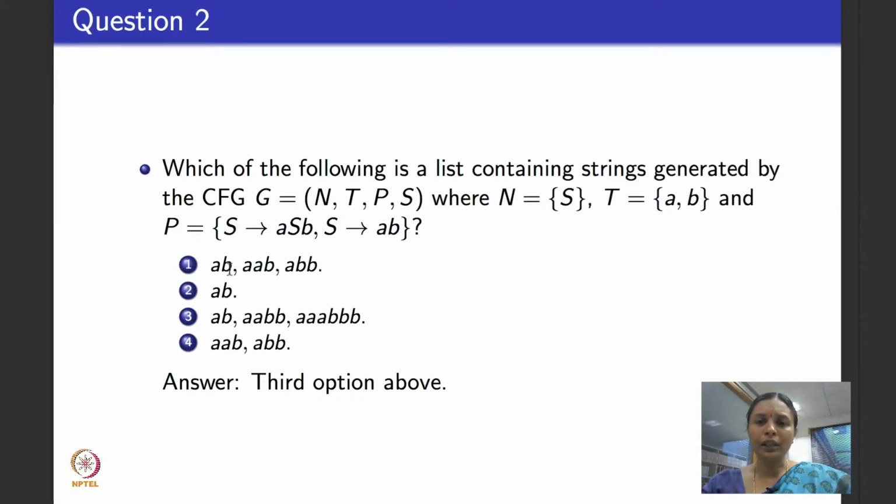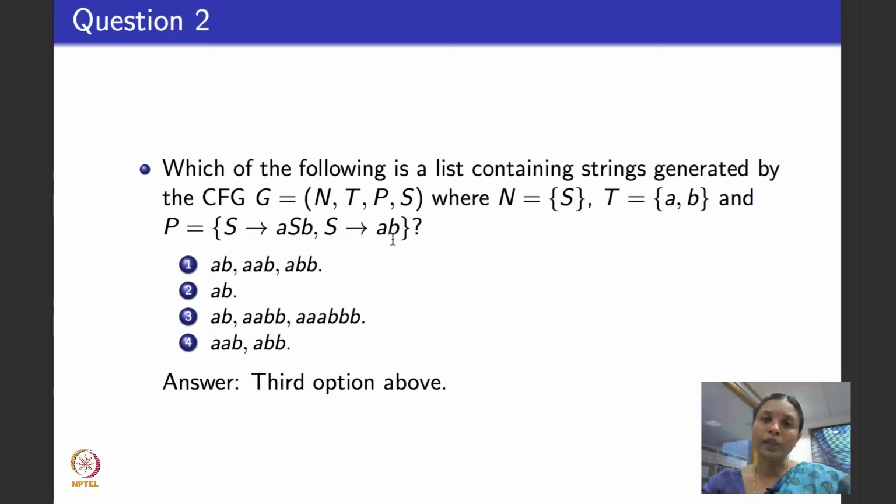The word AB is generated by the grammar, because I can use the second production rule, S goes to AB, and derive the word AB. Is the second word AAB generated by the grammar? We'll have to see. If I begin with the second production rule, I can't apply any more production rules because there's no non-terminal on the right hand side.